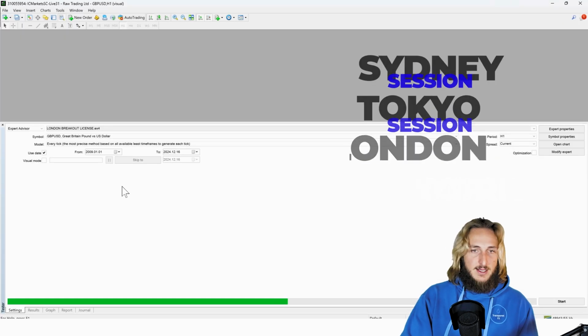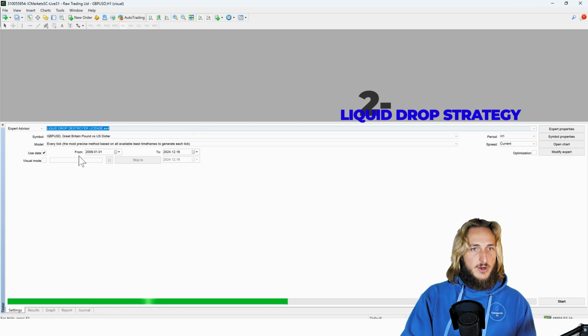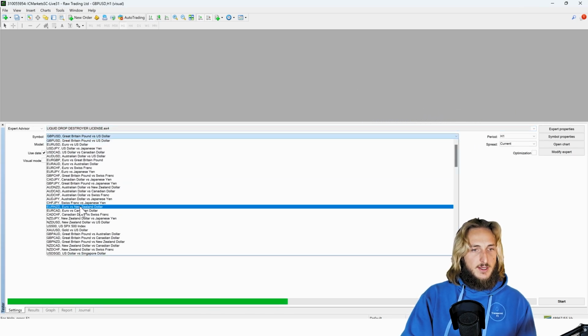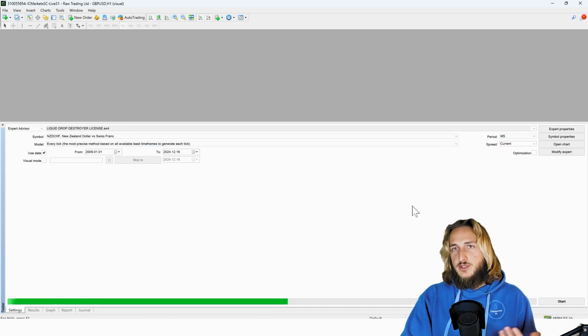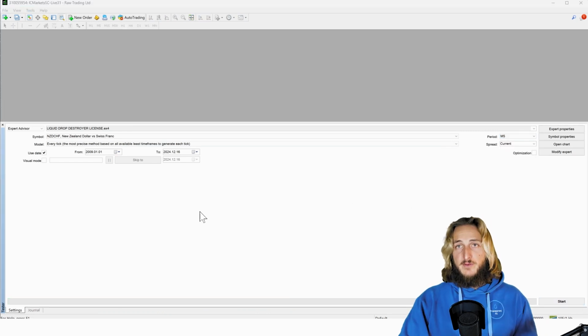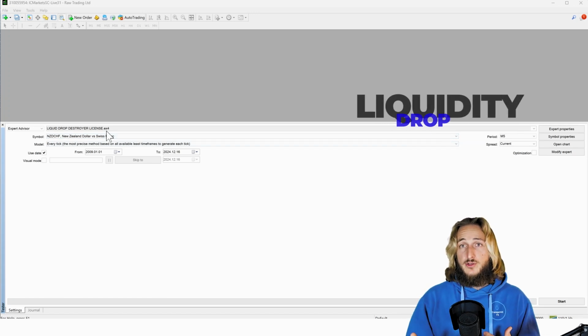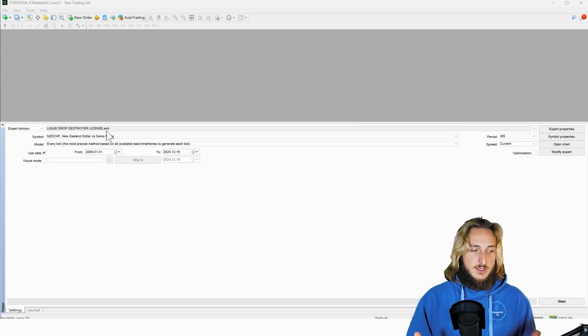So let's take now, for example, my other strategy, the Liquid Drop Destroyer, and we will be running it on the pair that it is supposed to be run on, which is NZD-CHF, but it also runs on other pairs. And I will be doing the backtest, and you will see that it actually trades, in fact, during the Asian session quite nicely. So this expert advisor's name comes from liquidity drop, because it looks to trade exactly when there is a liquidity drop, which is essentially during the Asian session.